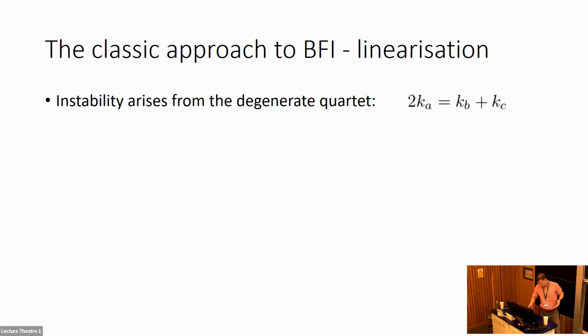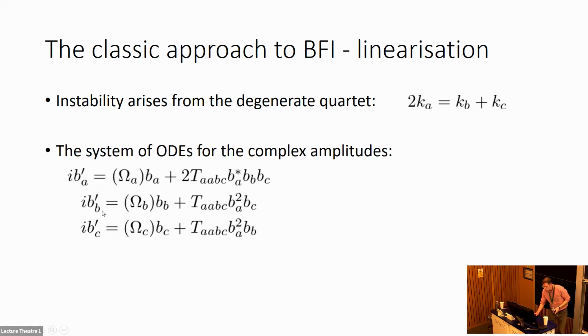So the system of ODEs that you get, unsurprisingly, is 3 ODEs for A, B, and C. These are nonlinear frequency corrections. I won't write out all of this stuff. This is basically what you saw for the Stokes wave right here.